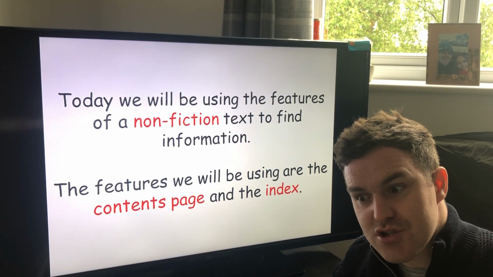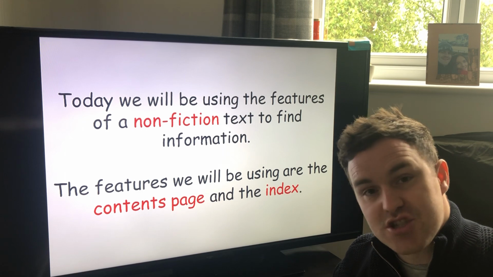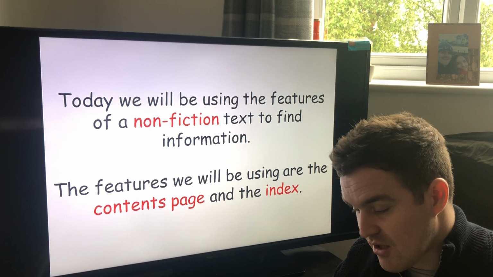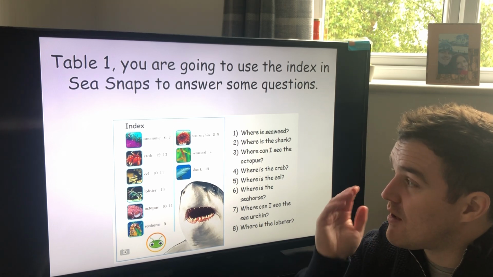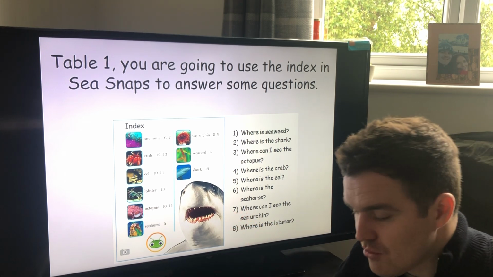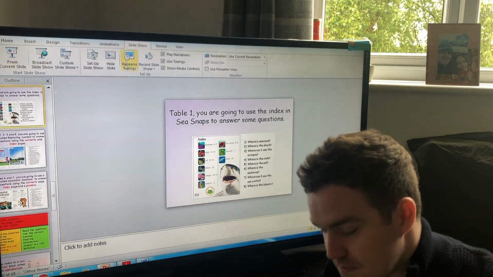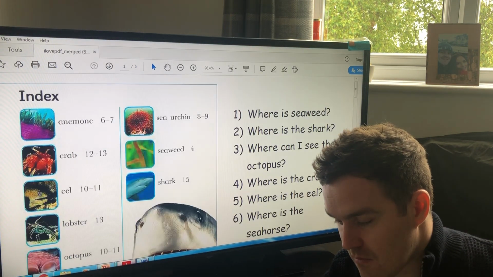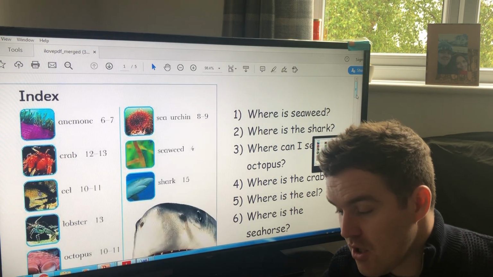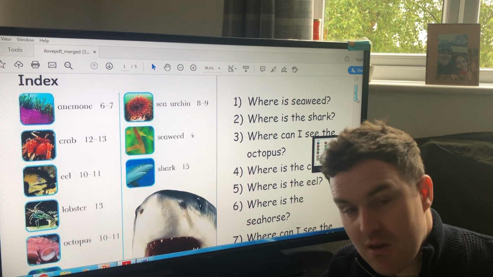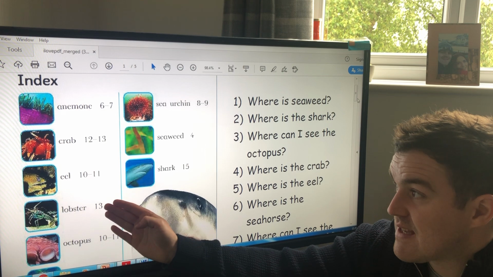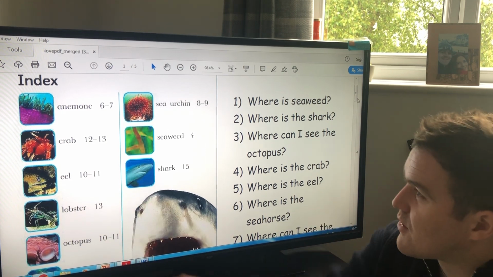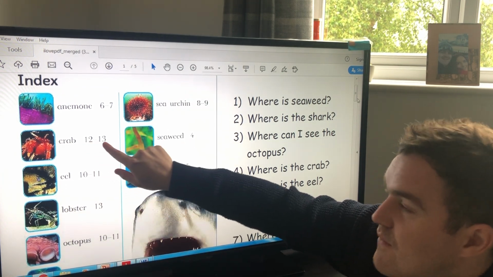Today we're going to use indexes to answer questions just like we did yesterday with a contents page. Now, I've got different groups here. There's a table that could do one about sea animals. I'll show you here, it's easier. This is the easier one where you're answering questions about sea animals using this index. Here the crab is pages 12 to 13.